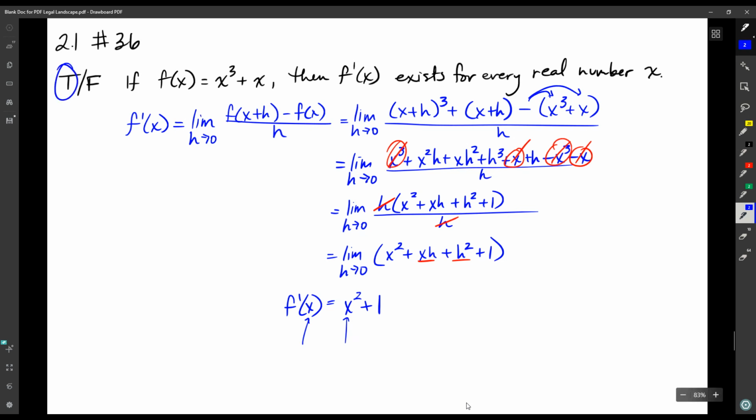So this is going to be true, and we're going to say the justification is because f prime of x is equal to x squared plus 1.